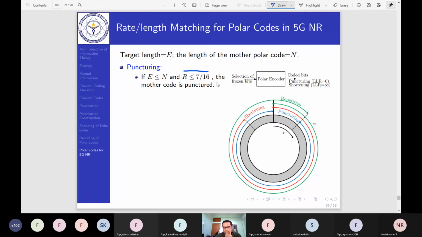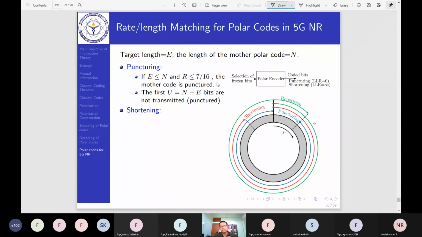If you look at this diagram, from this point your output bits start, and this goes like this. In puncturing, certain bits are not transmitted. For puncturing, it starts from this point only. Puncturing is equal to not transmitting the bit, and not transmitting the bit means the log likelihood ratio is equal to 0. The first N minus E bits are not transmitted. If we do not transmit N minus E bits, then the length will be equal to E.